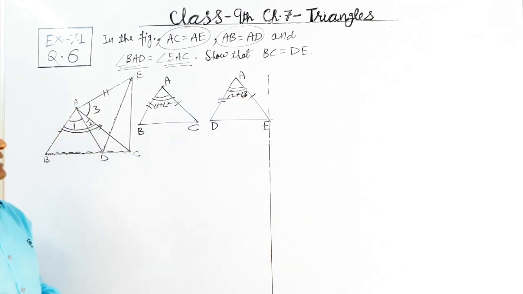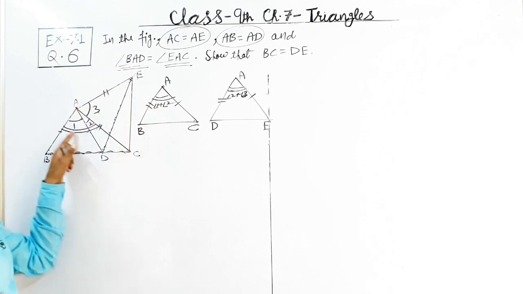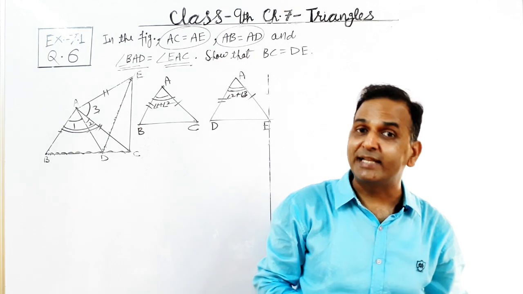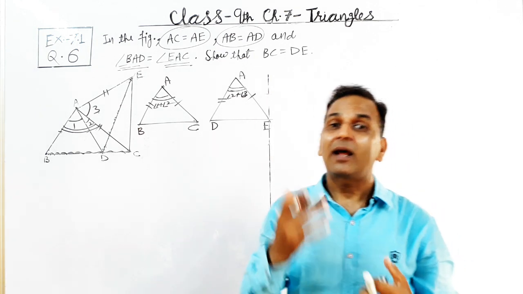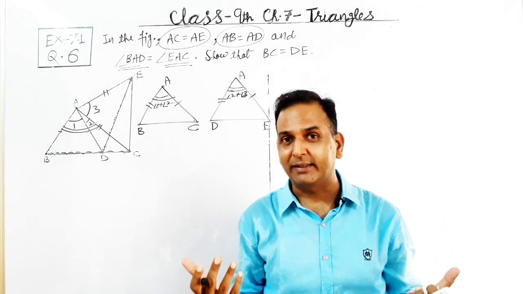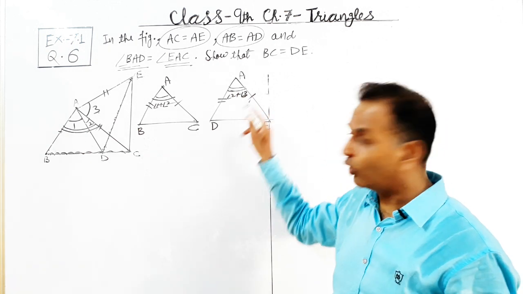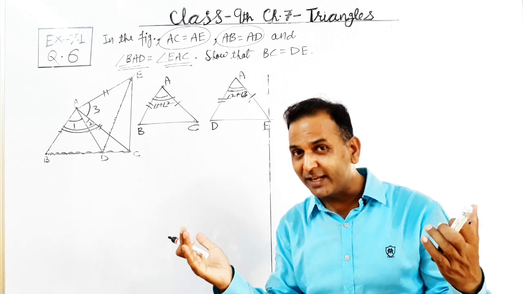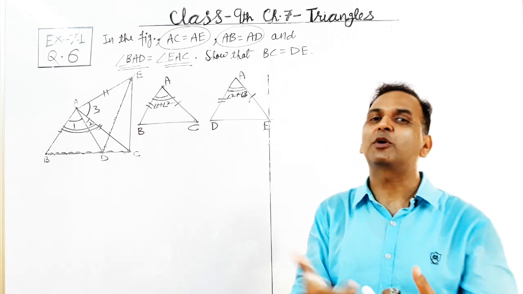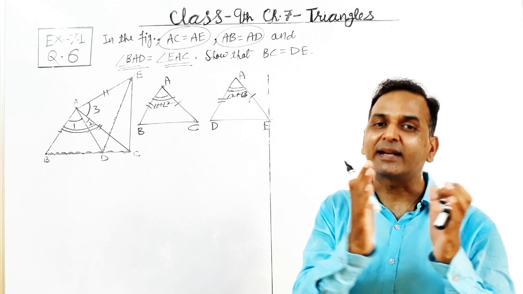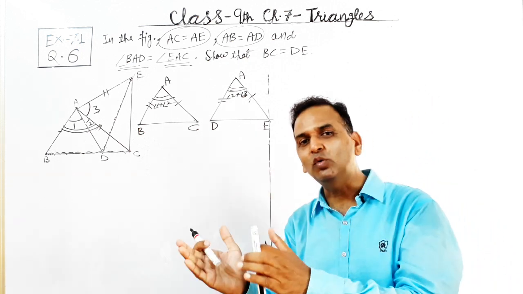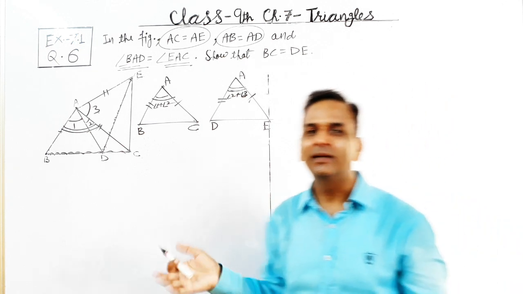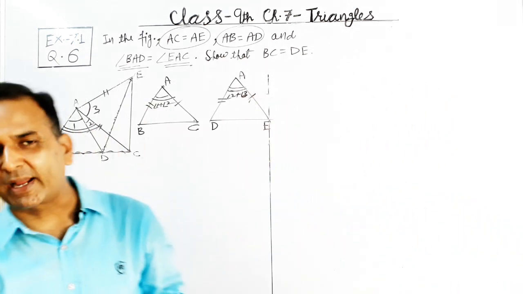But according to the given conditions, angle BAD, that is angle 1, and angle EAC, that is angle 3, are already equal. But we need angle 1 plus 2, not only angle 1, and angle 2 plus 3, not only angle 3. Since angle 1 and angle 3 are equal, if we add angle 2 on both sides, we get angle 1 plus 2 equal to angle 2 plus 3. This is the method we will follow for proving these two triangles congruent.